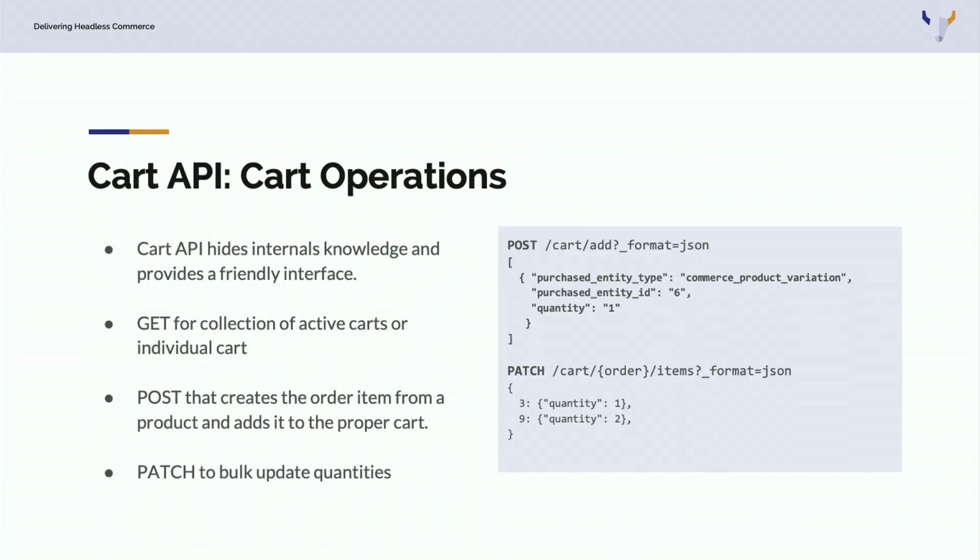So the Cart API module is a bespoke module that we built that uses Core's REST module. It helps hide some of the internals for adding something to the cart. It provides a GET collection to give you all the active carts for a current user. We say that because you could have multiple carts; our system does allow that. A POST lets you say, I have this purchasable entity, I have this quantity, add them to the cart for me. And PATCH updates those quantities. And that's a little sample of fake requests.